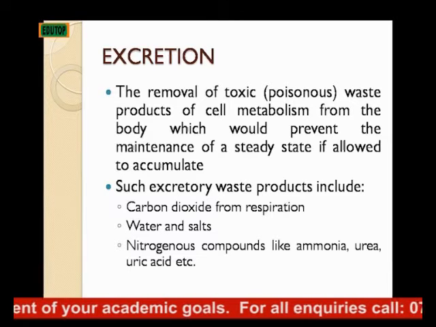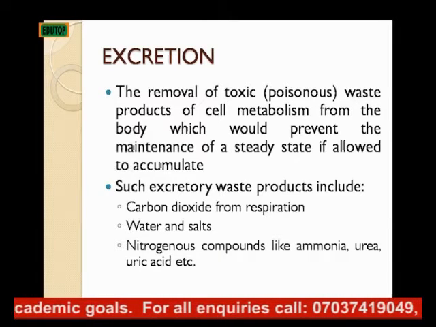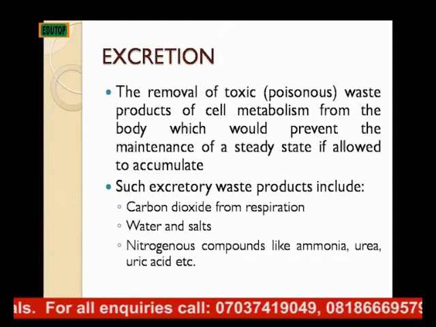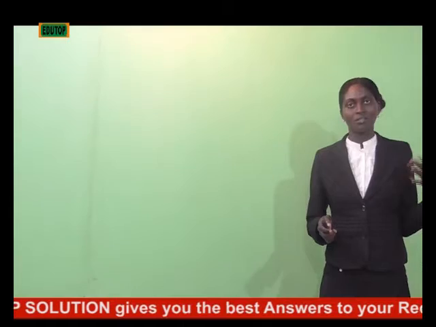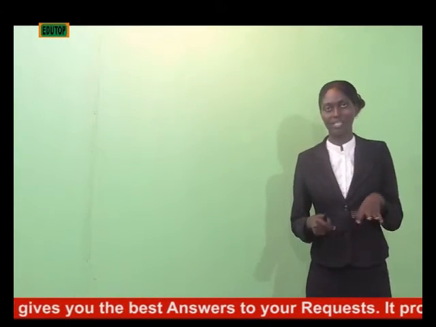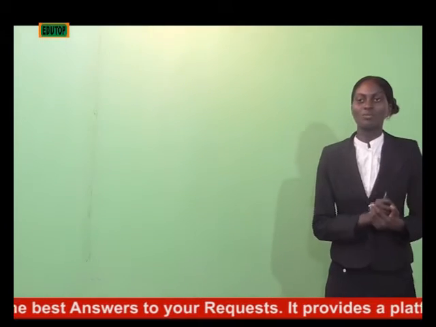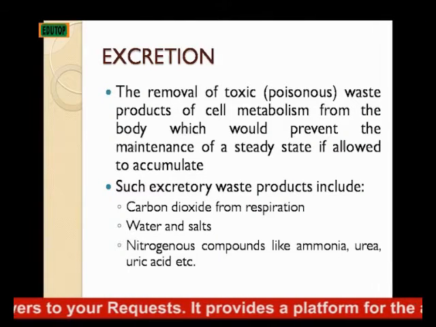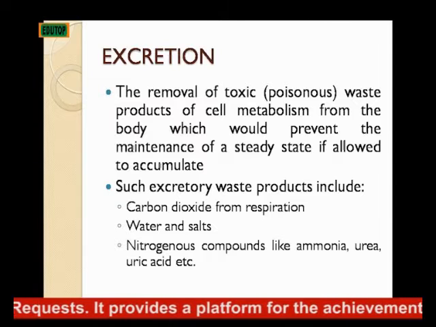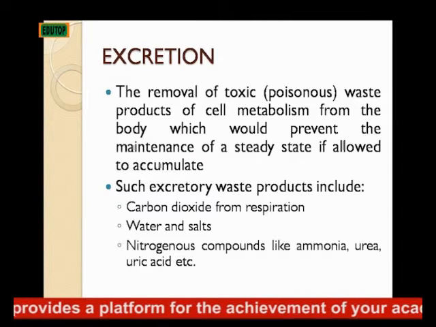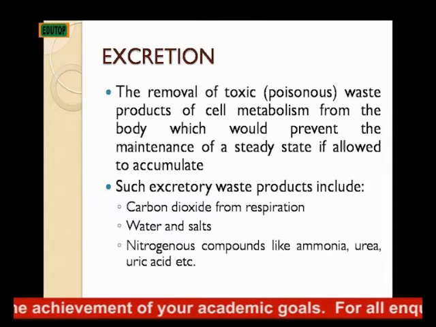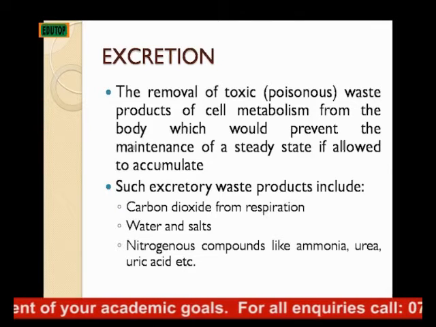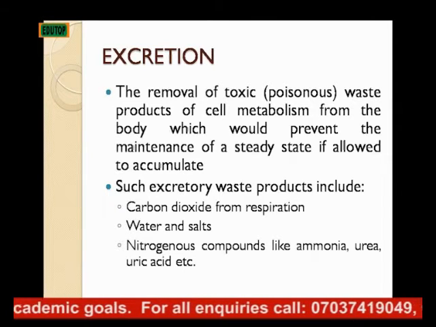These poisonous wastes that are a result of cell metabolism, if not removed, will prevent the maintenance of a steady state. If they accumulate in the body, they will alter normal behavior of the body. So that is why they have to be removed. And such excretory waste products include carbon dioxide from respiration. We just talked about respiration. So carbon dioxide is a byproduct of respiration, so it's removed from the body. Water and salt are also excretory waste products. Then nitrogenous compounds such as ammonia, urea, uric acid, and the rest.